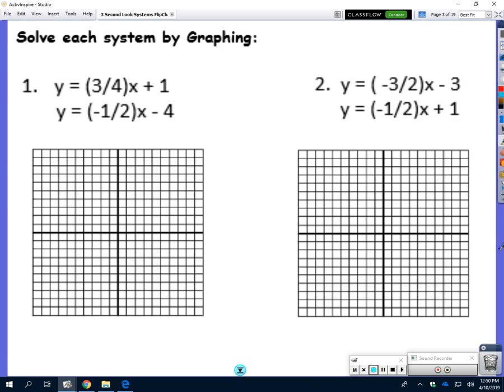So let's try a few problems. Let's solve each one of these systems by graphing. Remember, we start at the y-intercept, and this tells us the directions. So we start on +1. We're going to go up 3 and over 4. Again, we can go in the opposite direction, down 3 to the left 4, and draw our line.